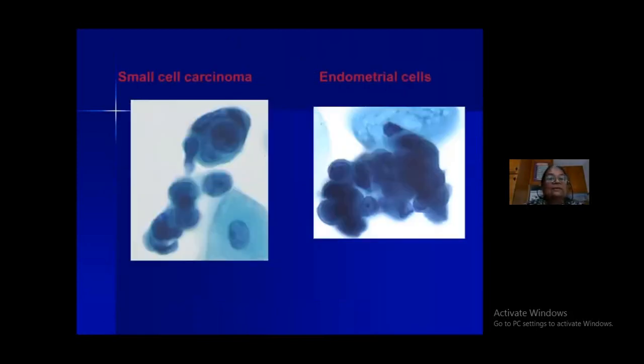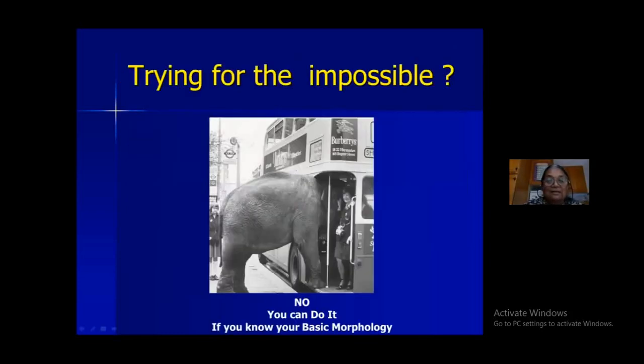The last one, the test time. I was going to show you the image first. They both look so similar. However, this is small cell carcinoma and these are just normal endometrial cells. So, is it impossible to try? No, you can do it if you know your basics.